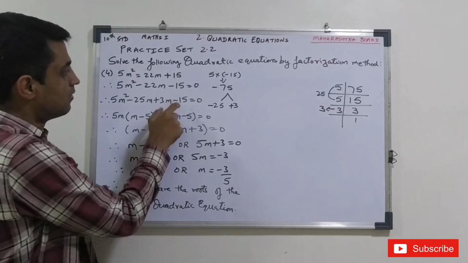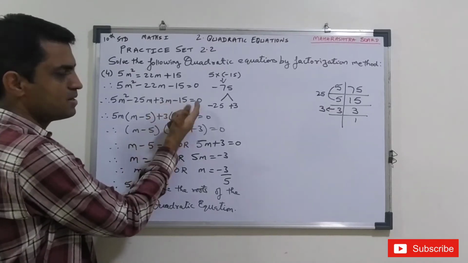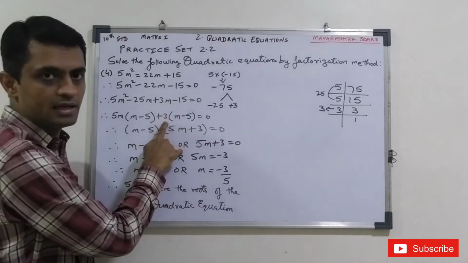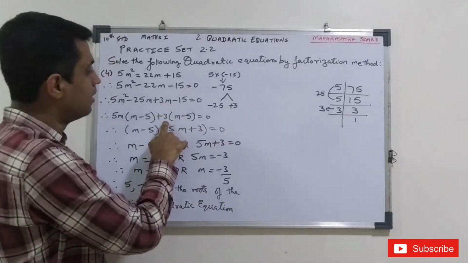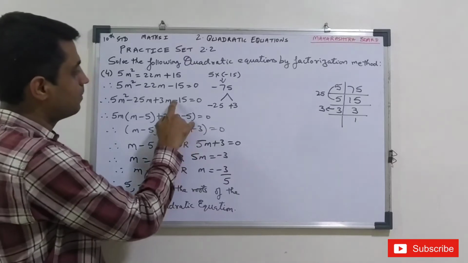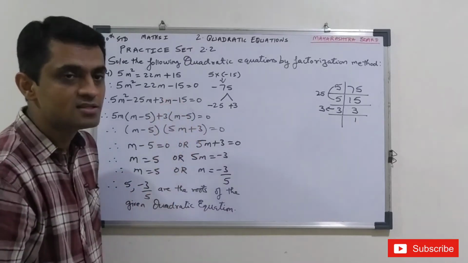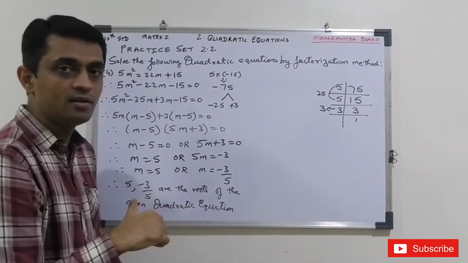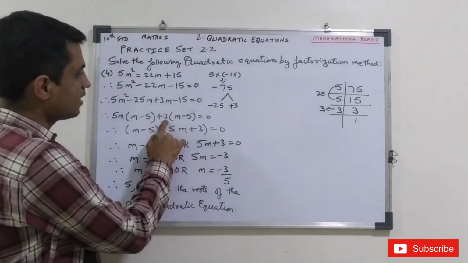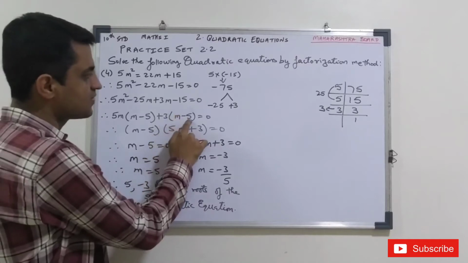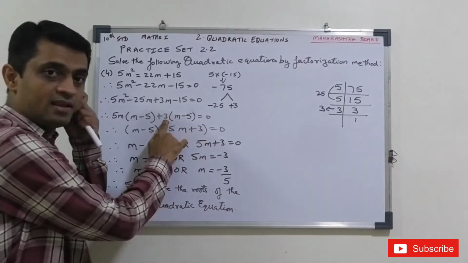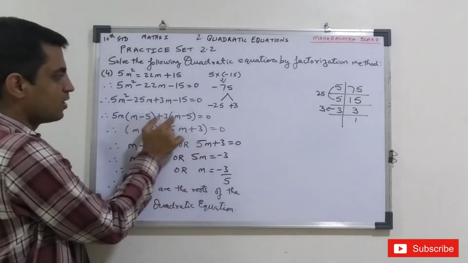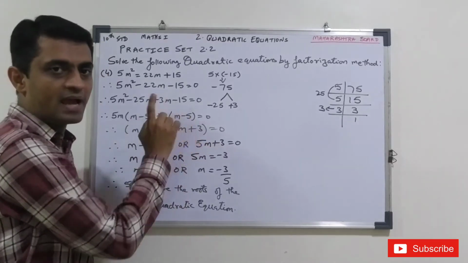Plus. From here, what is common? m is not common here. What is common? 3, yes, because both go in the 3 table. So m will be there. Minus. The sign will not change. Why? Because we are taking plus common. I told you, whenever you take out plus common, take out 3 common. So m minus 5. 15 divided by 3 is 5. Now the bracket is also the same. I told you the bracket should always come the same.